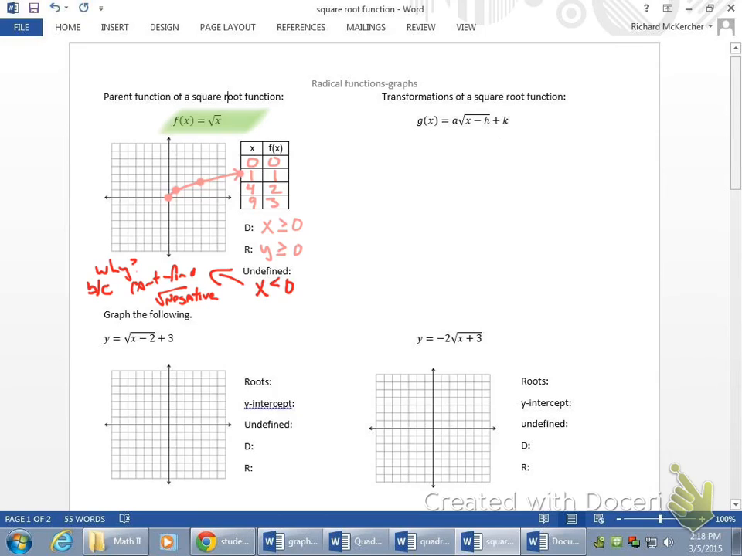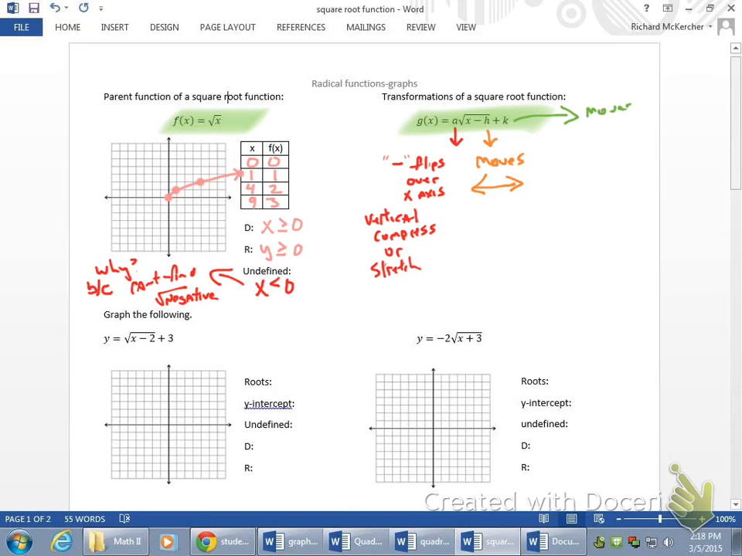A review of our transformations. We look over here. We know that A affects whether we flip over the x-axis or not, if it's negative. We also recognize that if A is a number, it might vertically stretch or compress our graph. In other words, make it a lot taller or a lot shorter. Now the inside number moves the graph to the left and to the right, and the outside number moves it up and down. And of course that's a review. We did that several weeks ago. So let's take a minute and look through what this one's telling us.